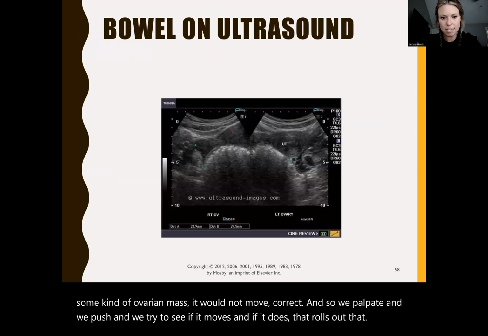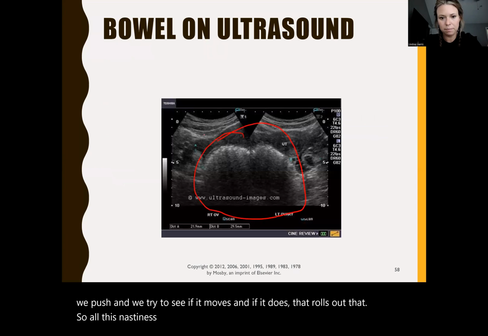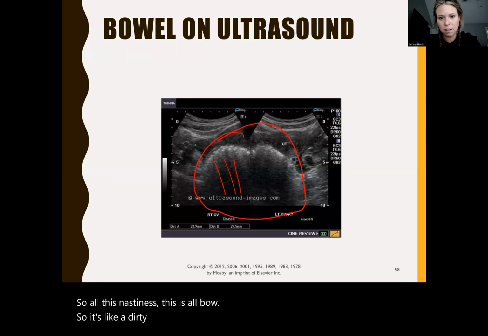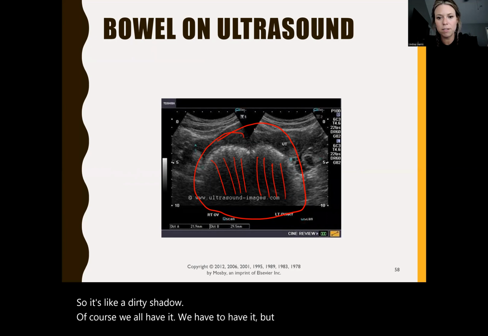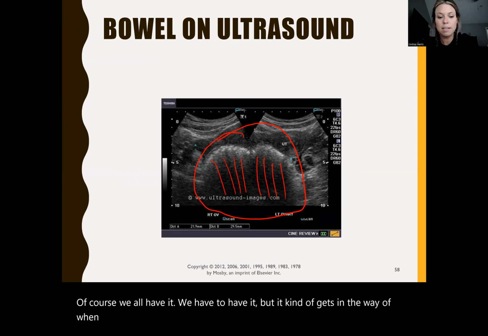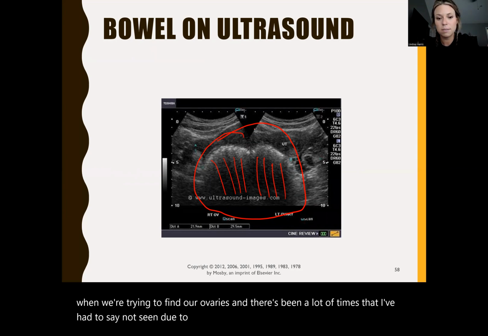So all this nastiness, this is all bowel. It's like a dirty shadow. Of course, we all have it. We have to have it, but it kind of gets in the way when we're trying to find our ovaries. There have been a lot of times that I've had to say, not well seen due to bowel gas. So it's just part of the ultrasound life.